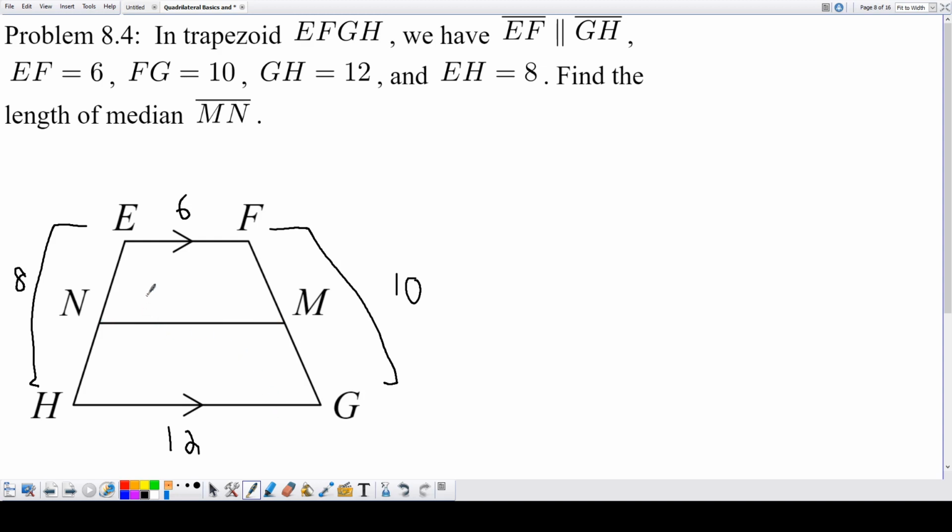Alright. We have a lot of lengths, and we know that N is the midpoint of EH, so it splits up into 4 and 4. And likewise, over here would be 5 and 5, because M is the midpoint of FG. But it's still not telling us really much about MN. We have everything we need except for that side.